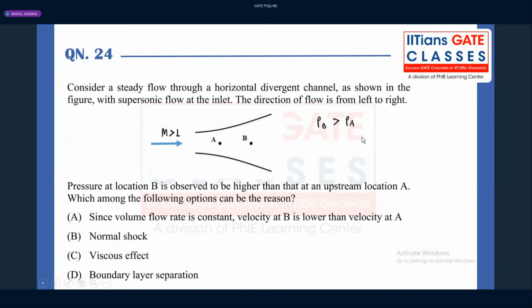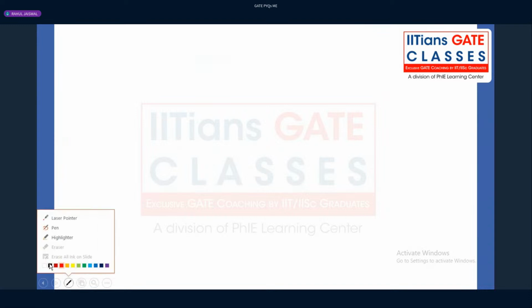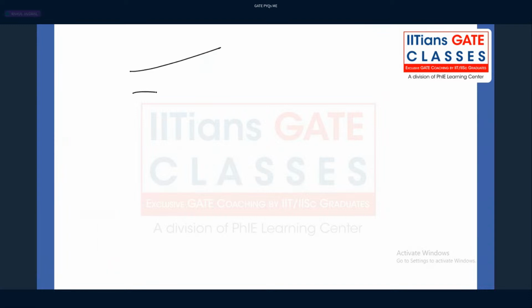Coming to the solution of this question, see, I'm drawing once again here the diagram. There is a divergent portion, and here I'm considering the flow to be left to right, and they have mentioned pressure at a point B is more than pressure at point A, and Mach number is more than one at the inlet, right? If you see the divergent portion, of course, there is a supersonic flow. That means it is a compressible flow. So definitely we have to look into it from the compressible flow point of view. Before looking into this, do you know what is the relationship between area and the velocity, guys?